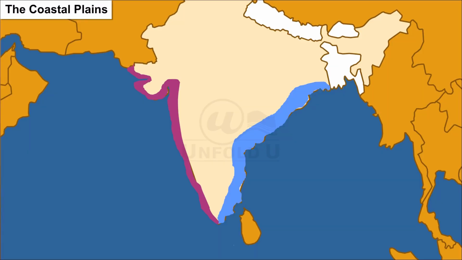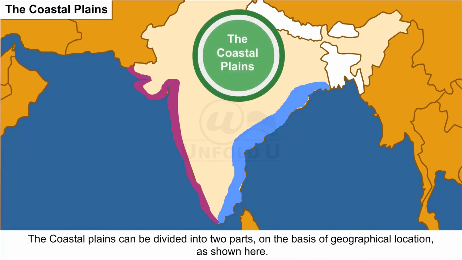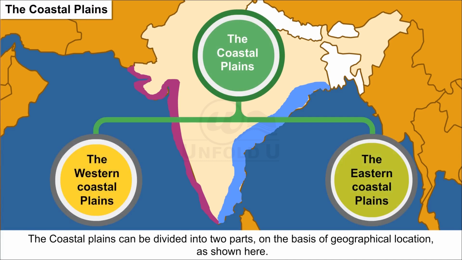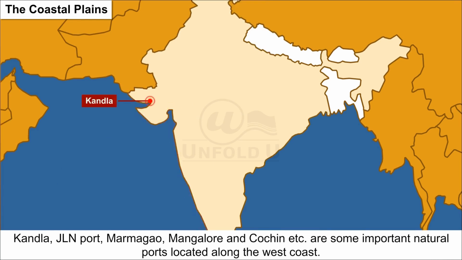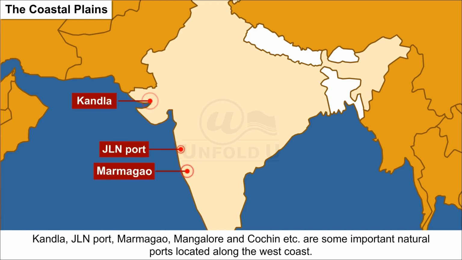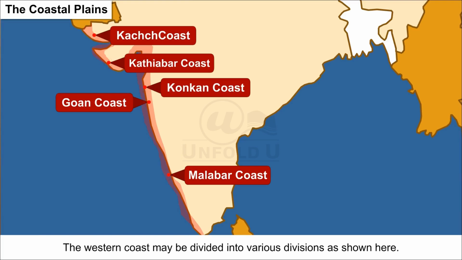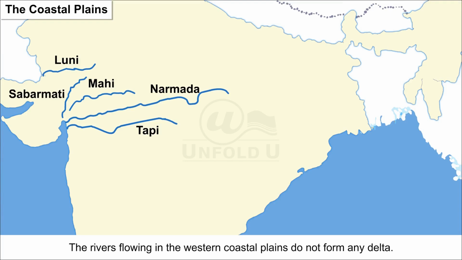The coastal plains. The coastal plains can be divided into two parts on the basis of geographical location as shown here. The western coastal plains are good example of submerged coastal plain. Kandla, JLN Port, Marmagaon, Mangalore and Cochin etc. are some important natural ports located along the west coast. The western coast may be divided into various divisions as shown here. The rivers flowing in the western coastal plains do not form any delta.